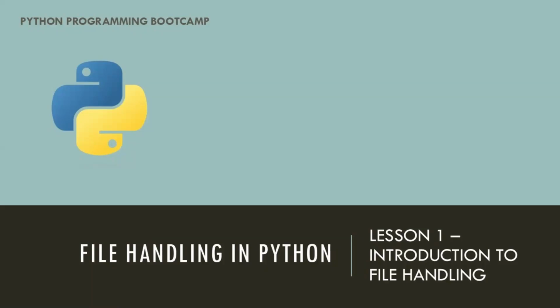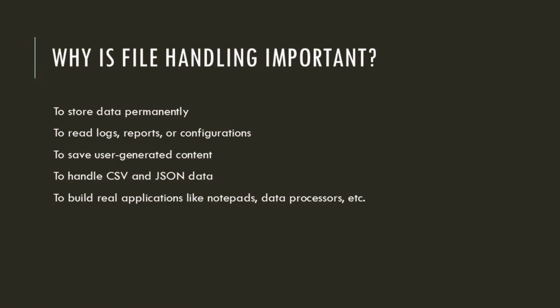Welcome to section 6. In this section, we are going to learn how Python works with files, something every real-world program needs to do. Why is file handling important? To store data permanently, to read logs, reports or configurations, to save user-generated content, to handle CSV and JSON data, to build real applications like notepads, data processors, etc.